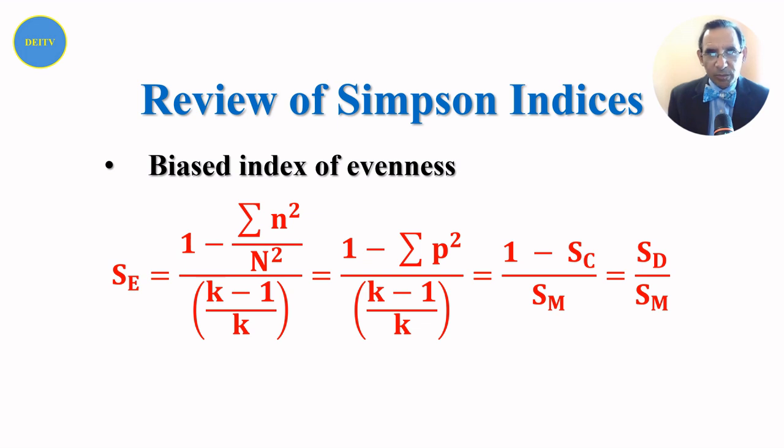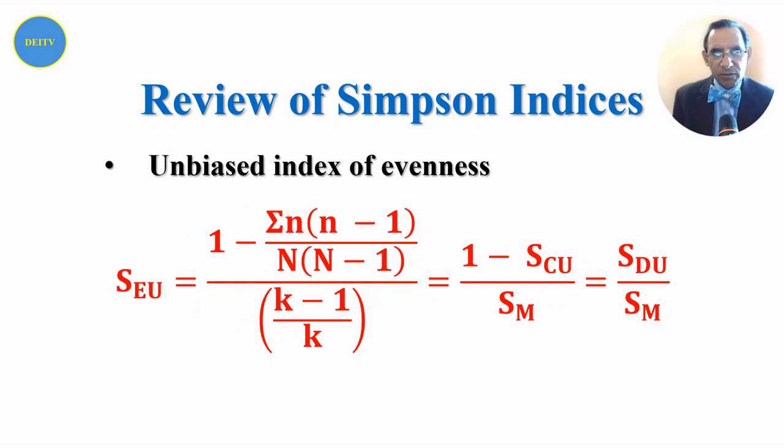Again, there are multiple ways to represent the formula. The first way is going to be 1 minus the sum of all of the individuals in each category squared divided by the total number of individuals in an organization squared. Divide that by the number of categories minus 1 divided by the number of categories. Another way of representing that is going to be 1 minus the sum of each percentage squared divided by the number of categories minus 1 divided by the number of categories. A third way of saying it is 1 minus the Simpson concentration score divided by the maximum score.